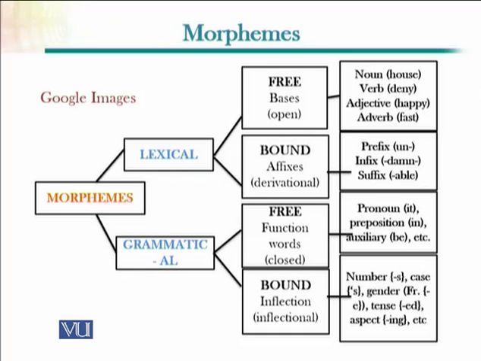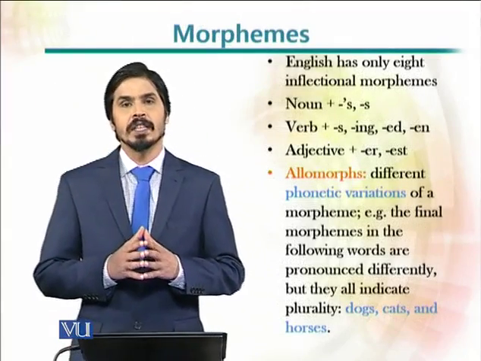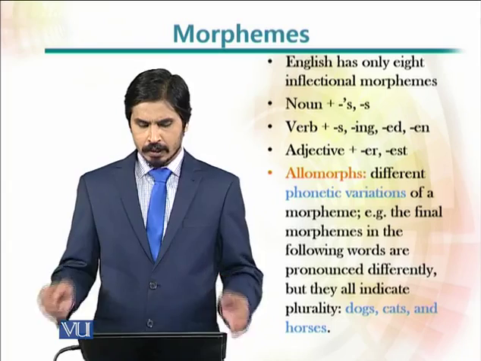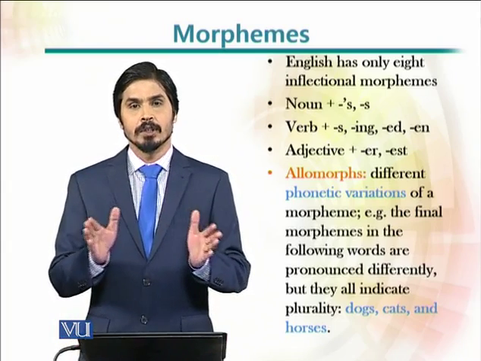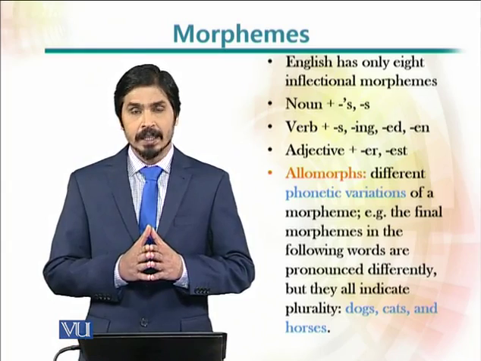Then we have grammatical morphemes, and we got free and bound categories of grammatical morphemes. In free grammatical morphemes, we have function words, which is a closed class of free morphemes, and it includes pronouns, prepositions, and auxiliaries. And then we have bound grammatical morphemes, and this includes inflections, for example, gender, tense, aspect, etc. English has only 8 inflectional morphemes which are used with nouns, verbs, and adjectives.